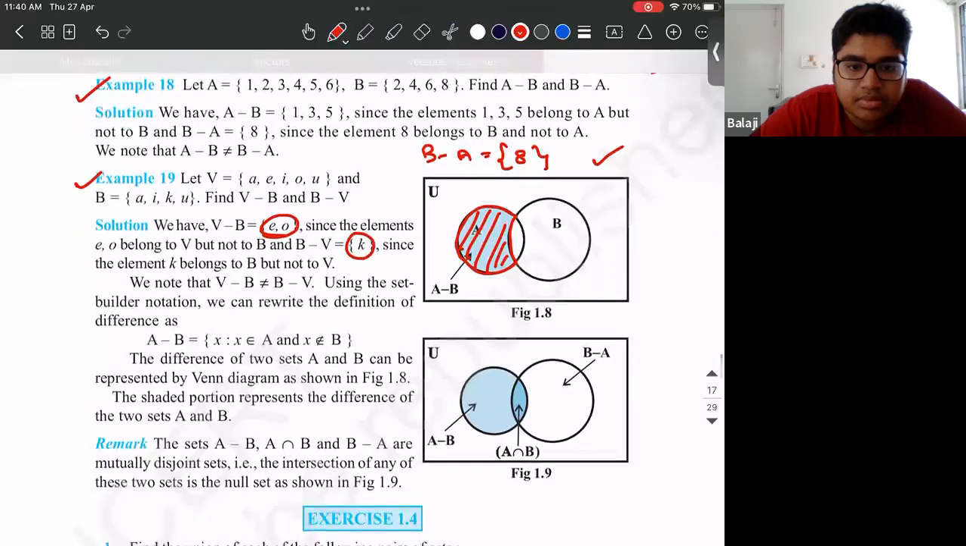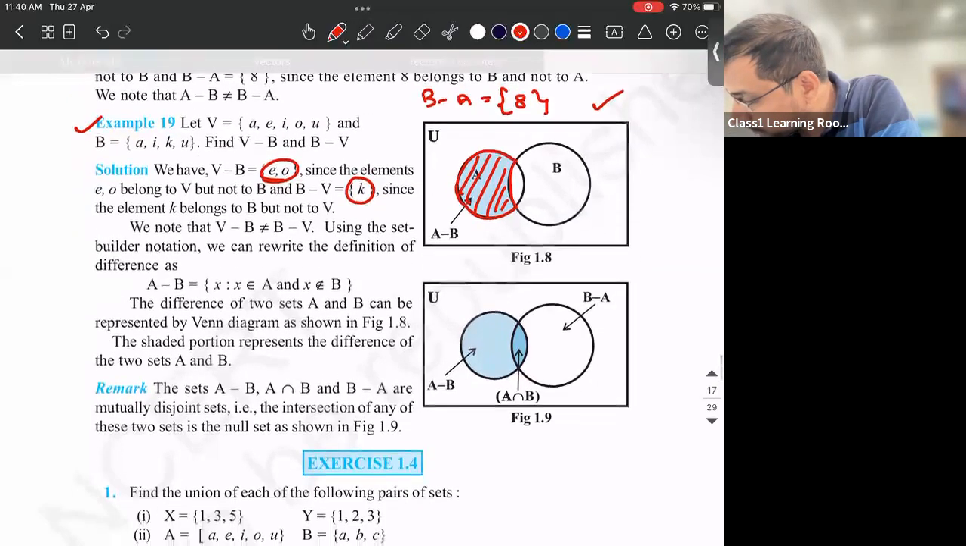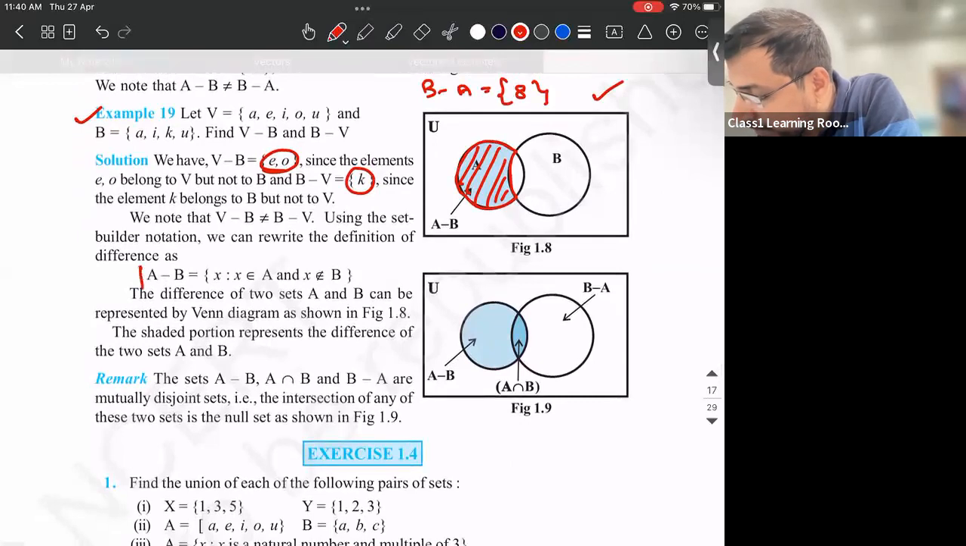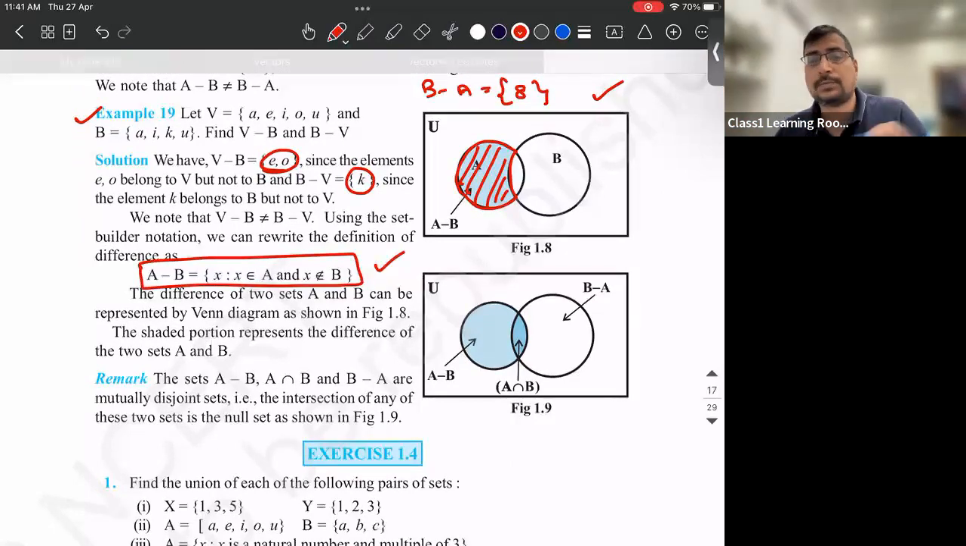So A minus B is not equal to B minus A, right? So how do you write it in the set builder form? A minus B is equal to, write down this point alone. A minus B is equal to the set of elements X such that X belongs to A, and it is a simultaneous operation. It is not happening individually. It is simultaneous. That is why X belongs to A and X does not belong to B. That is the meaning of it. This is how you write it in the set builder form.